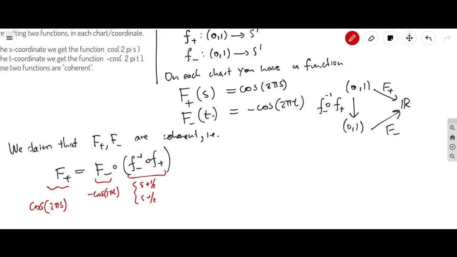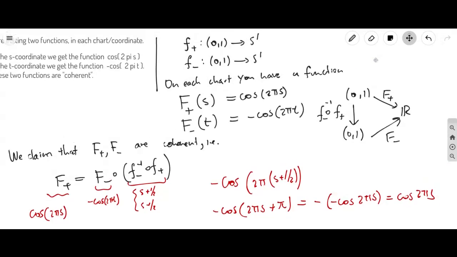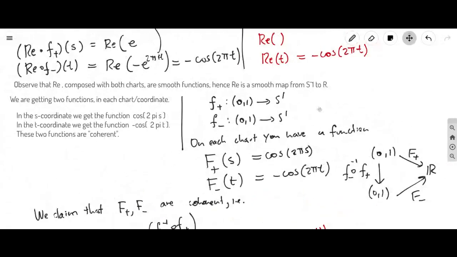Because if you were to just do, let's say, cosine 2 pi t, there are two different cases, but it does not matter which one you use. So I'll do one of them and you can check the other one. This would be negative cosine of 2 pi s plus pi. And then you use that identity that when you add pi into cosine, you get the negative of the cosine. So you get cosine 2 pi s. So you're getting the same thing. So the composition is preserved. It's consistent. So because of that, we say that these two functions are coherent with respect to each other. I should say coherent with respect to the atlas. This is the careful way to check it.